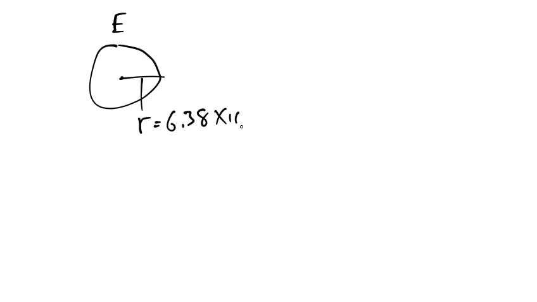Okay, this problem says the radius of the Earth is about 6.38. There's the Earth. The radius is about 6.38 times 10 to the power of 3 kilometers, which, by the way, is the same as 6.38 times 10 to the power of 6 meters.